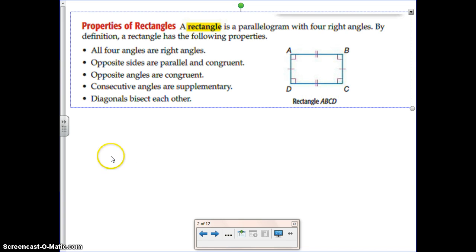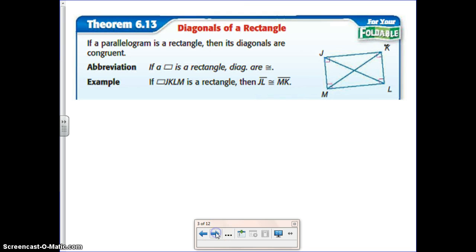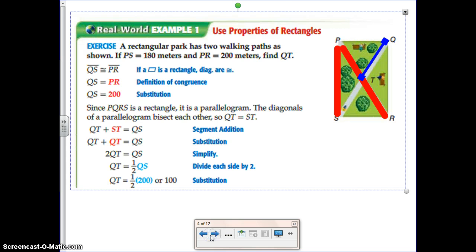The additional property that's new for rectangles is that the diagonals bisect each other, and we're going to talk about one other thing here. Diagonals bisect each other and are also congruent. So that's an important thing to know. They will be congruent if they're a rectangle.